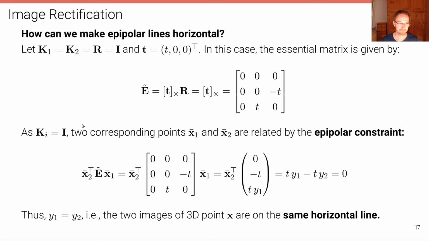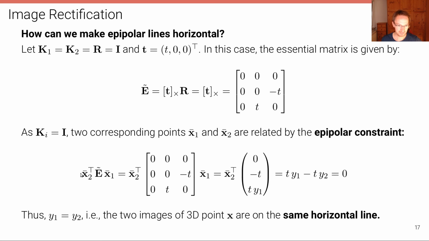Now, as the calibration matrices are the identity matrix, two corresponding points in augmented vector notation are related by this epipolar constraint. Remember again from the previous lecture that we had x tilde here and x tilde 1 here, because we assumed that there is an arbitrary calibration matrix, and so we have to compute x tilde by multiplying x bar with K inverse in order to get the direction. But here we don't need to do that because the calibration matrix is already the identity matrix, so it's a very simple setup. So we can directly write x bar here.